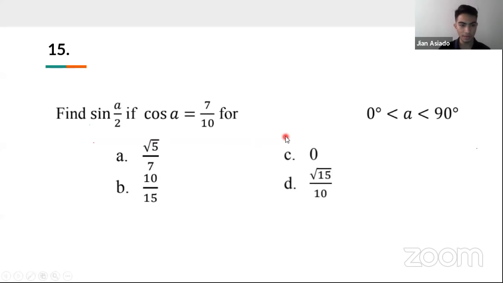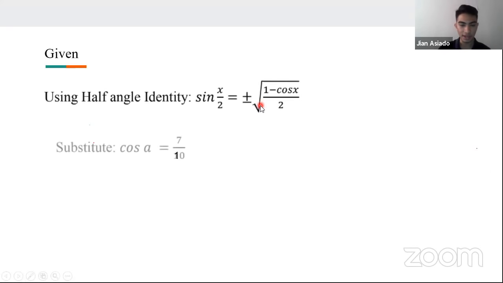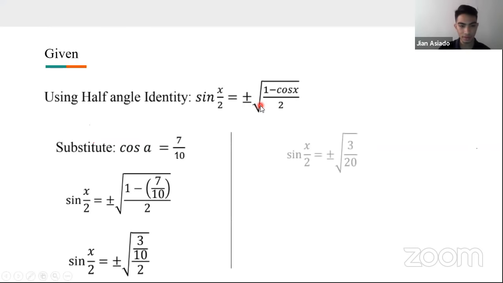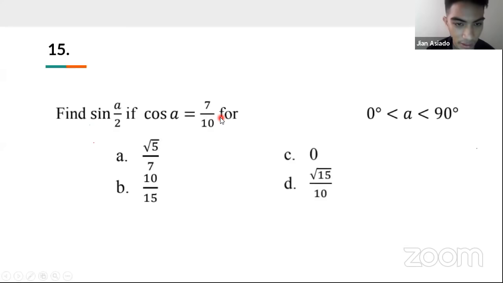Okay, ito naman, number 15, find sine A over 2 if cosine A is equal to 7 over 10. No? Okay, so ang tawag dito naman, gagamit ka ng half angle identity, no? So ano ba yung half angle identity? Now, unfortunately, kailangan sa uluhin din to, no? So, yung sine x over 2 is equal to this, no? Lagi din siyang ginagamit. And then substitute tayo, no? 7 over 10 coming from the given. Ayan yung given, no?